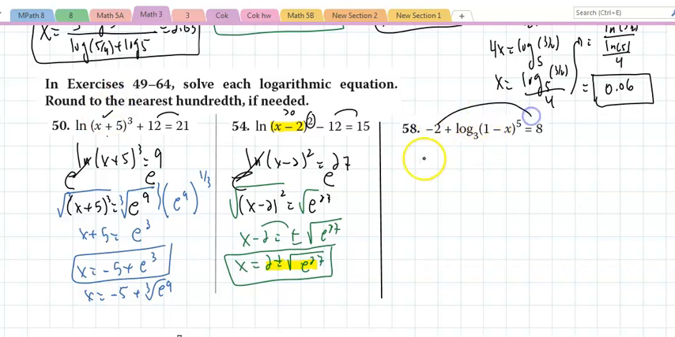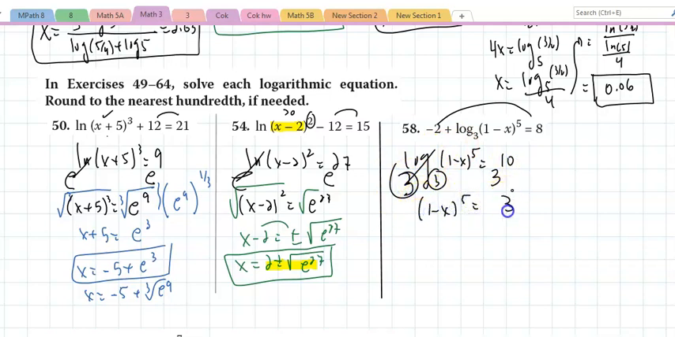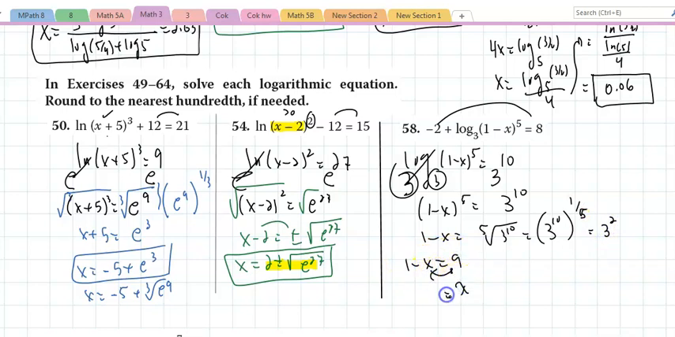Okay, and how does that work? Again, add 2 to both sides. That's a 10. Well, if I want to get rid of this, then I'm going to make this, right? I want those to match, if you remember. And I have 1 minus x to the 5th equal 3 to the 10th. Take the 5th root of both sides. Here I could simplify that. 3 to the 10th raised to the 1/5. Isn't that 3 squared, which is a 9? So 1 minus x equals 9.